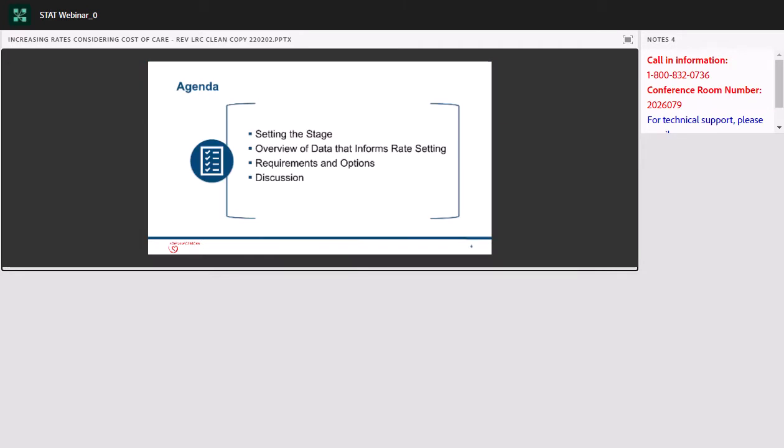Next slide. Increasing subsidy payments requires careful data gathering and analysis to support the rate setting process and rate increases. And here's an overview of our planned agenda for our time together this afternoon. We will address requirements and options you have in planning, collection, analysis, and decision-making processes connected to rate setting. As we get started, we'll look and see if we have anyone that's added anything to the question pod.